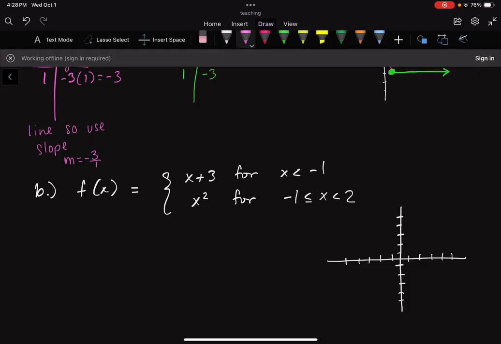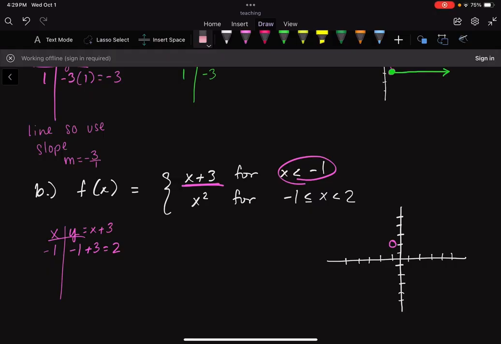All right, so I'll do this one in pink. And we have -1 as an important point. So I'm going to go ahead and plug in -1 for that line. So if I plug in -1, I get -1 plus 3, which will be 2. So this is going to be the point -1, 2. But be careful, open circle or closed circle. It's going to be an open circle because it doesn't have the equal to bar right here. So open circle.